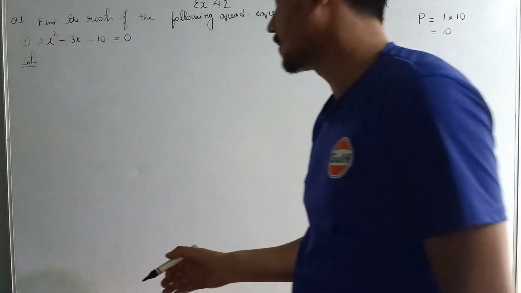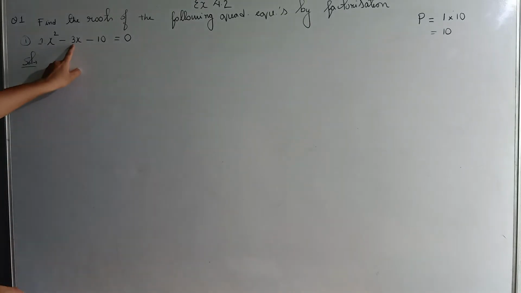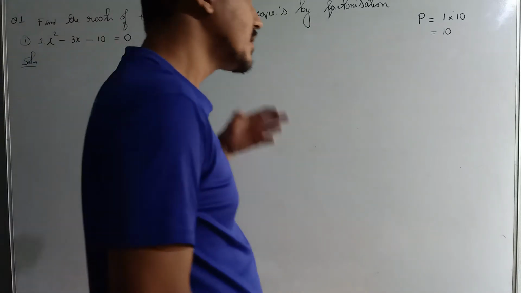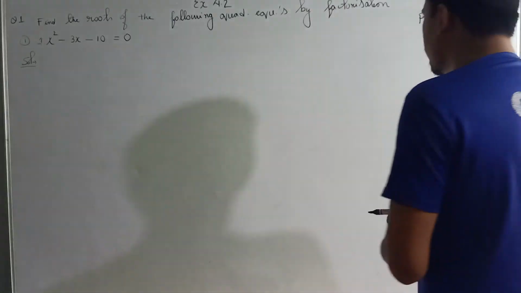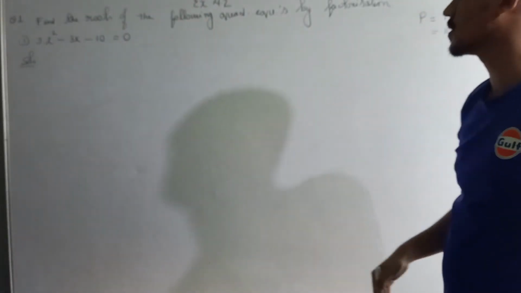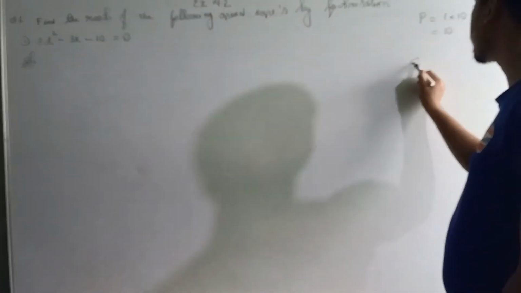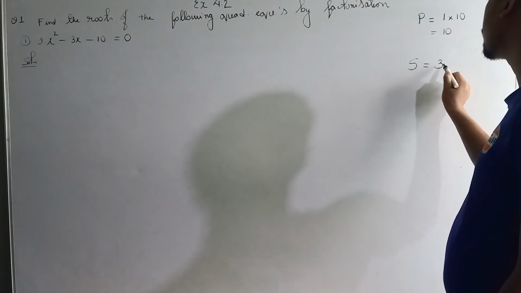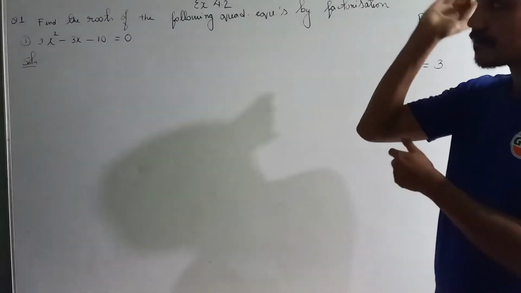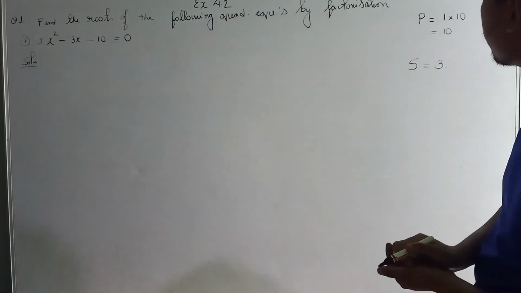Now the middle term. What is the coefficient of the middle term? Coefficient of the middle term is minus 3, but if we consider only the numerical value, it's 3. So the coefficient of the middle term will be known as your sum, but taking only the numerical value.